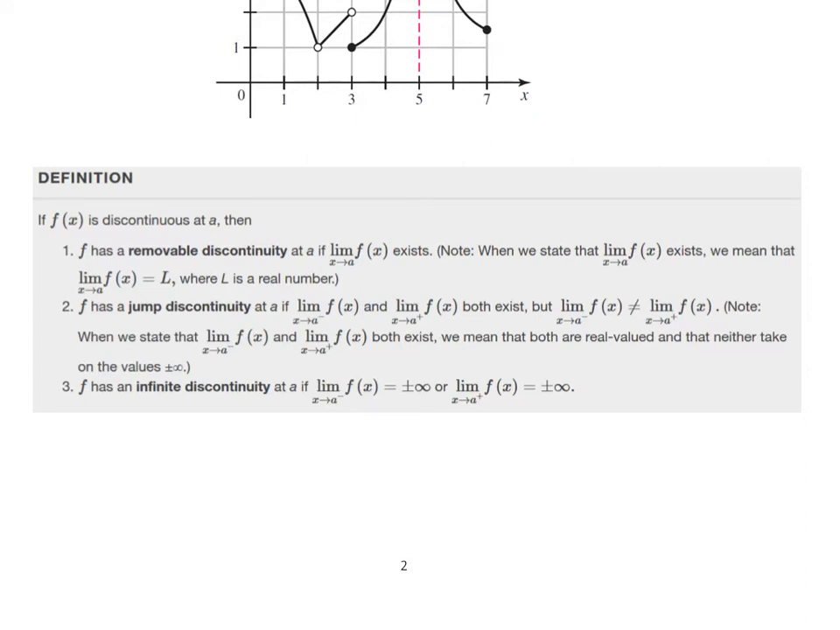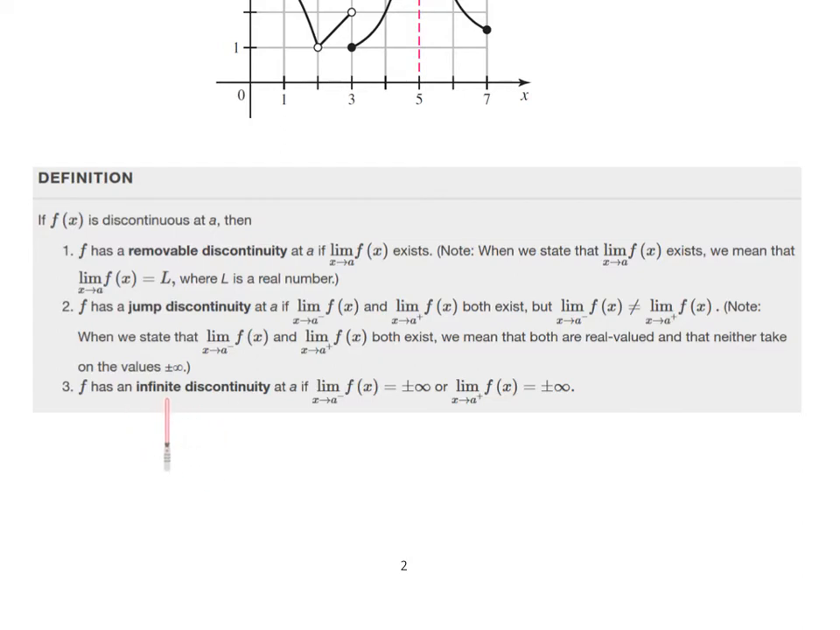So if f of x is discontinuous at a, then either we have a removable discontinuity, because even though the limit exists, f of a does not equal L. We have a jump discontinuity when the limit does not exist. This is how we're going to define the jump discontinuity: the limits as x approaches a from the left and from the right exist, but they are not the same value.